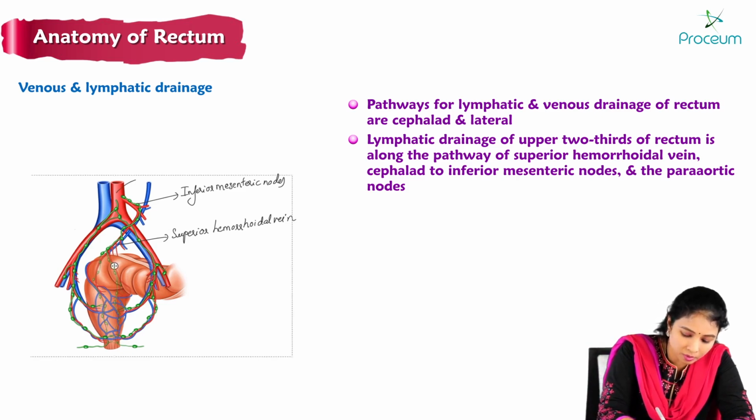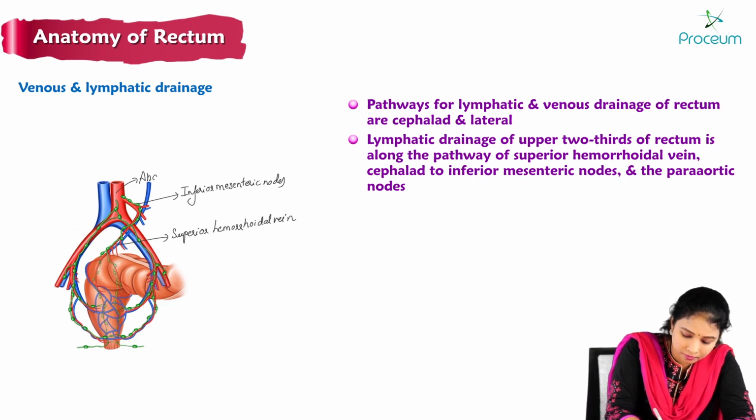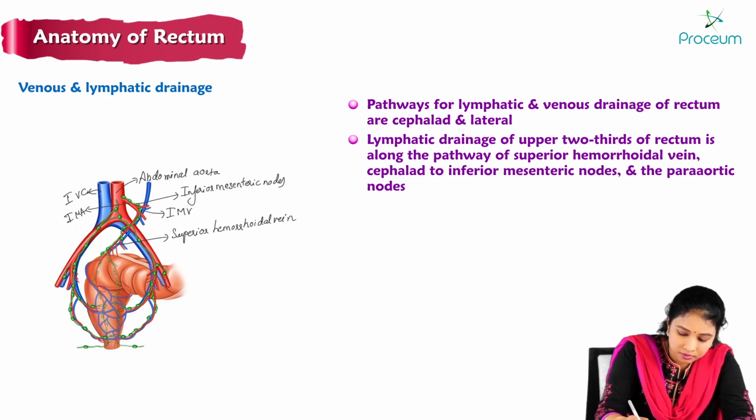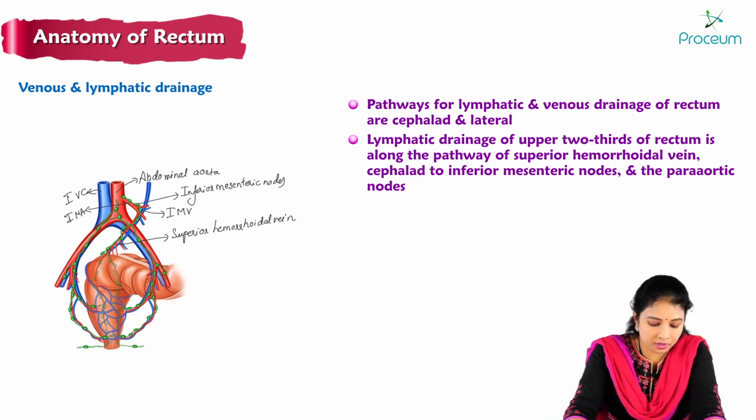So this is the abdominal aorta. This is the inferior vena cava, and this is the inferior mesenteric artery. And this is the inferior mesenteric vein. So these are the inferior mesenteric nodes.